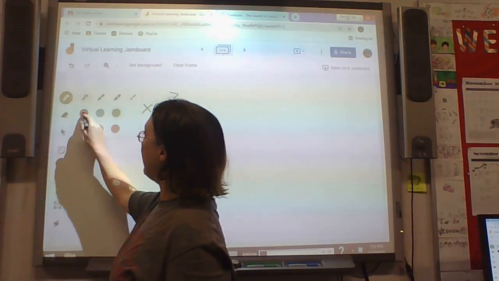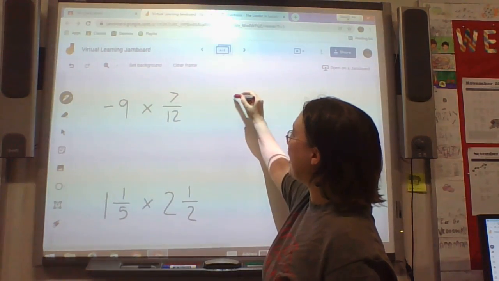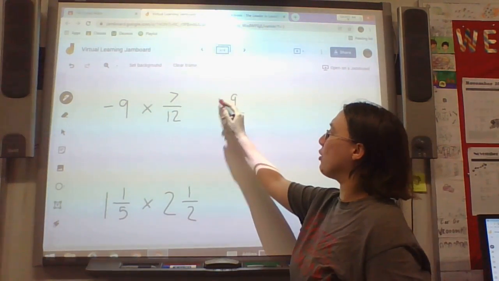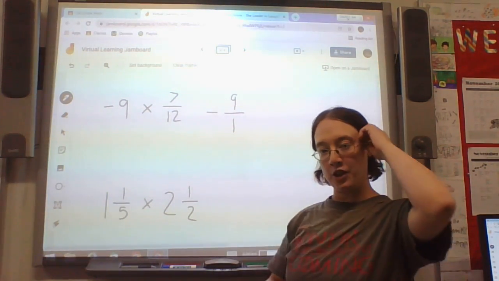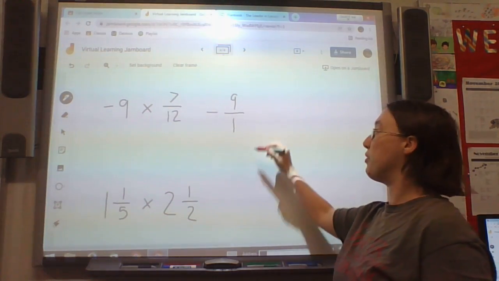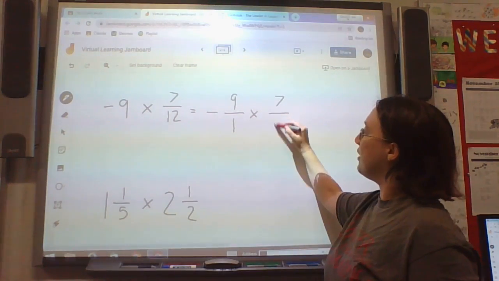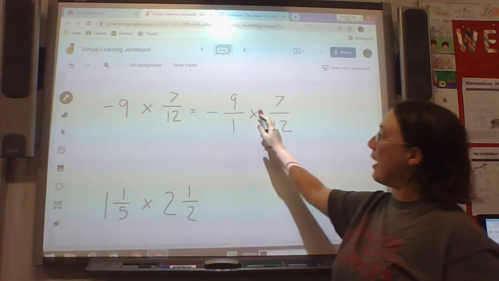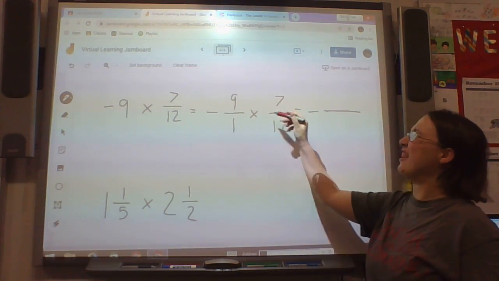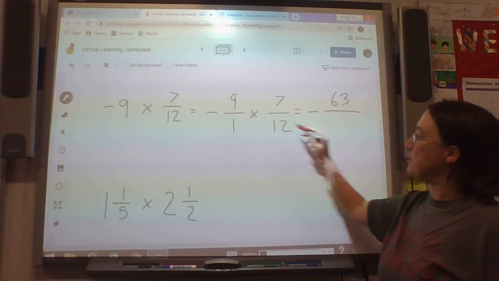Okay, same sort of thing. Just watch out for the negative sign. So we're going to turn that into a negative 9 over 1. And when you're doing that, that negative could either go here or it could go out here. We just want to make sure it's only going one of those places. So either here or here, not both. So then we got that times 7 over 12. And a negative times a positive gets you a negative. 9 times 7 is 63. 1 times 12 is 12.